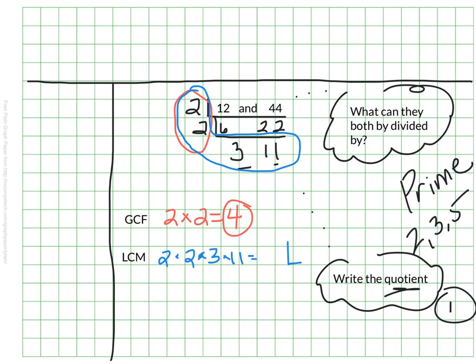Sorry, that's multiplication symbols not coming across very well. So 2 times 2 times 3 times 11. Well, I know that's 132. So I know 132 is the least common multiple of 12 and 44.